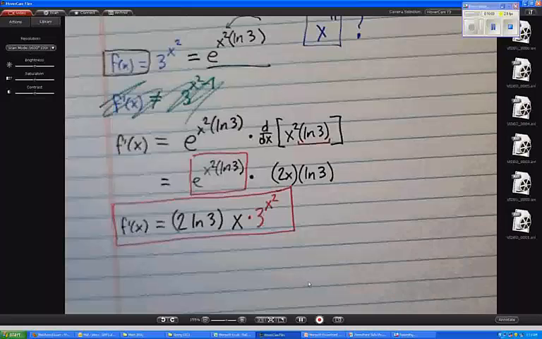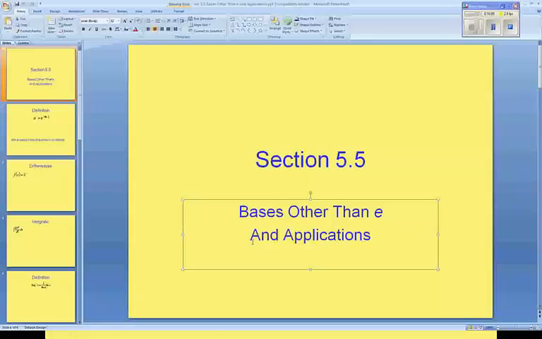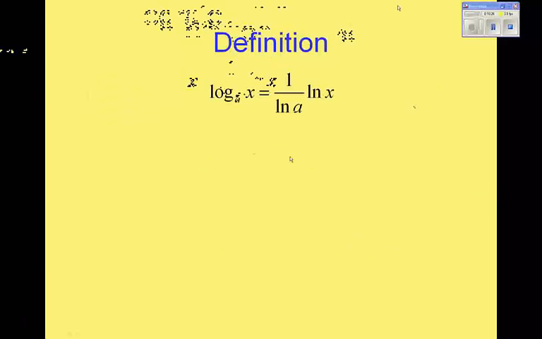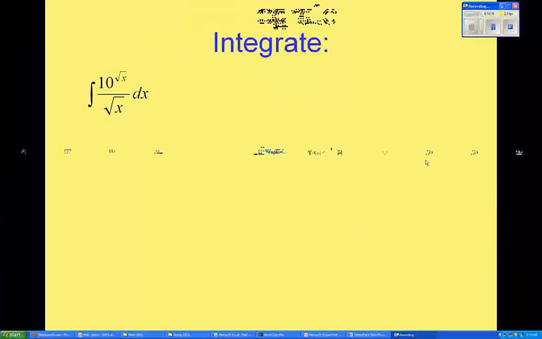Here, try another one. See if you can get one. Try this one. Let's integrate this thing. 10 to the square root of x over the square root of x dx. So again, I gave you a rule to use. Oops, I'll save that one for later. I gave you a rule. Let's see if we can use it.